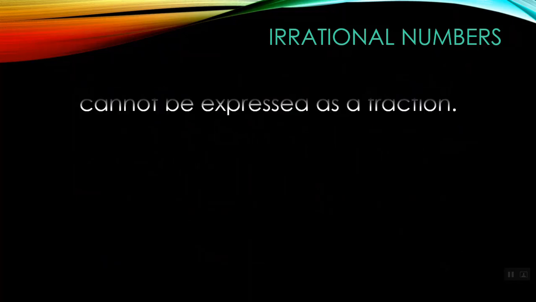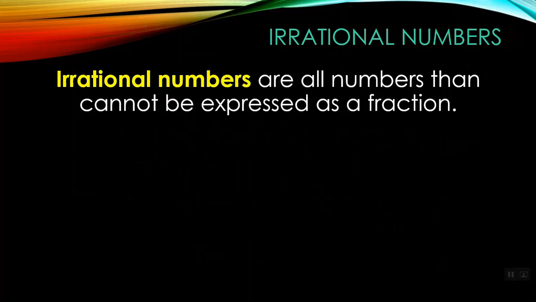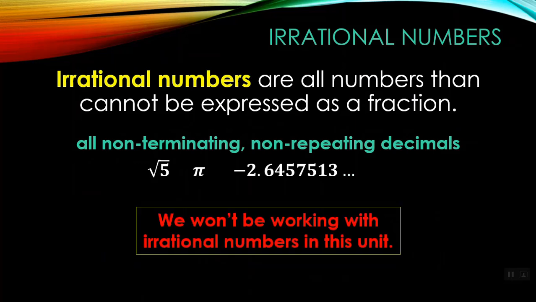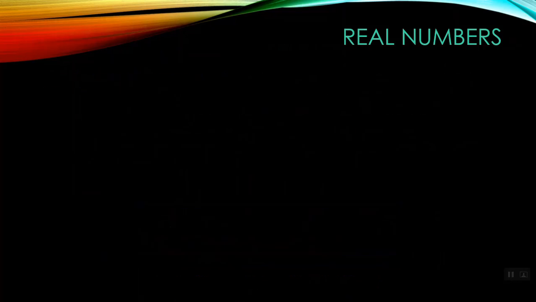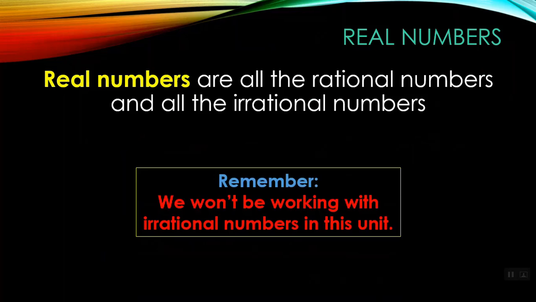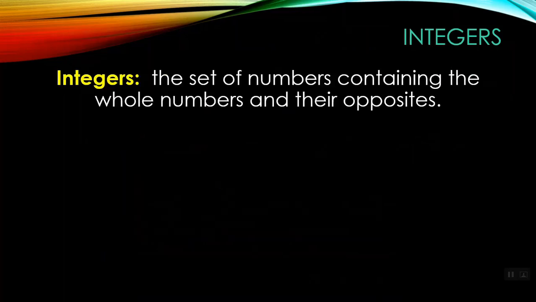The irrational numbers are all the numbers that can't be expressed as a fraction. Some examples of those are the square root of 5, pi, and this long number that continues forever. So these are all non-terminating, that means they don't end, non-repeating decimals. Now, we're not going to be working with irrational numbers in this unit. The real number system is all the rational numbers and all the irrational numbers. And again, we're not going to be working with the irrational numbers in this unit, just the rational numbers.